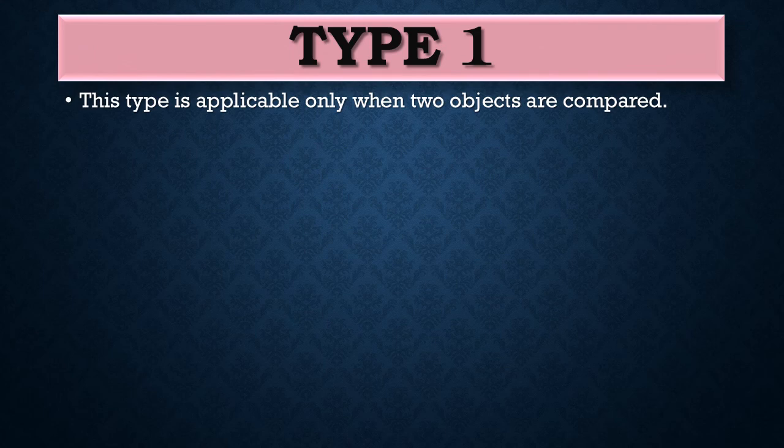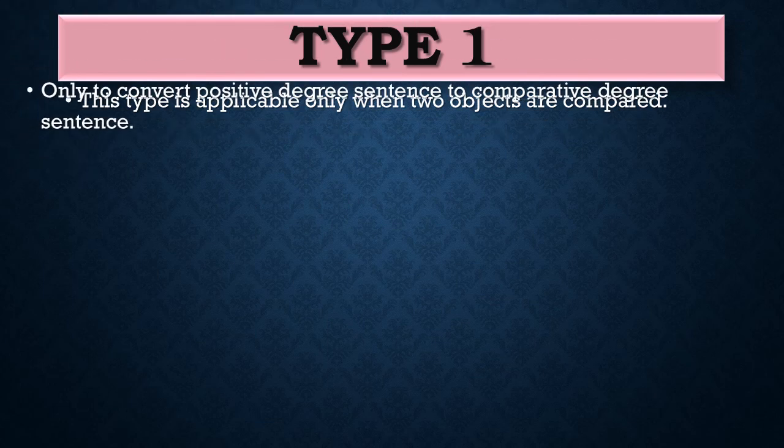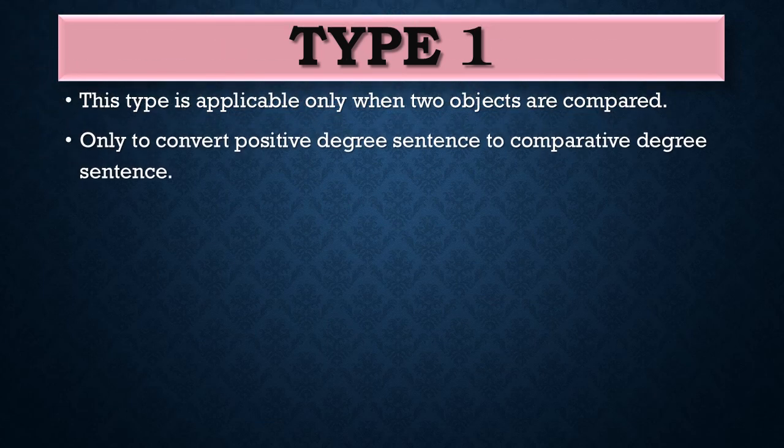Let us learn about the type 1 sentences in degrees of comparison. The one thing you should note here is that it applies only when two objects or two persons are compared. This is the main point that you should remember about type 1 sentences. This can only change a positive sentence to comparative degree or a comparative degree sentence to positive degree sentences. It cannot be done for superlative degree. Now let us see the steps to change the degree, that is positive to comparative or comparative to positive.